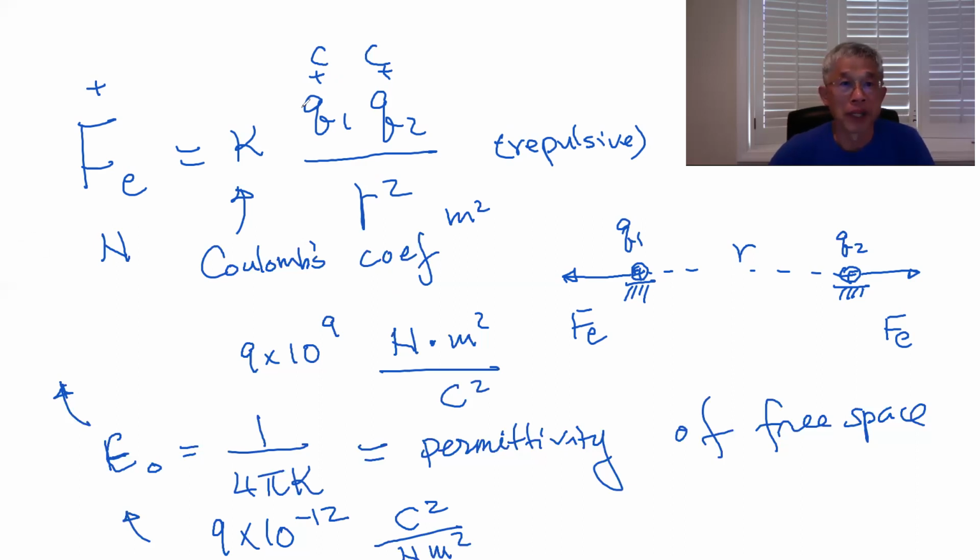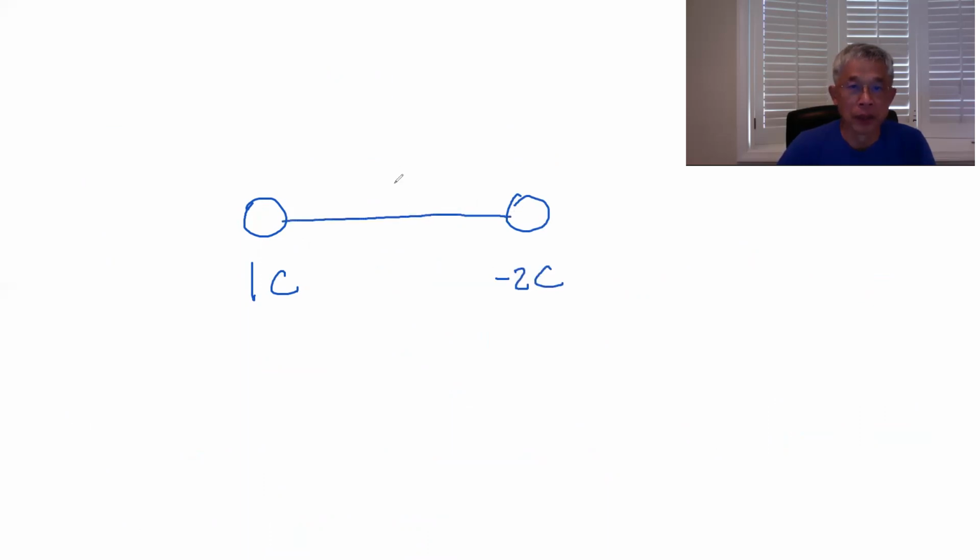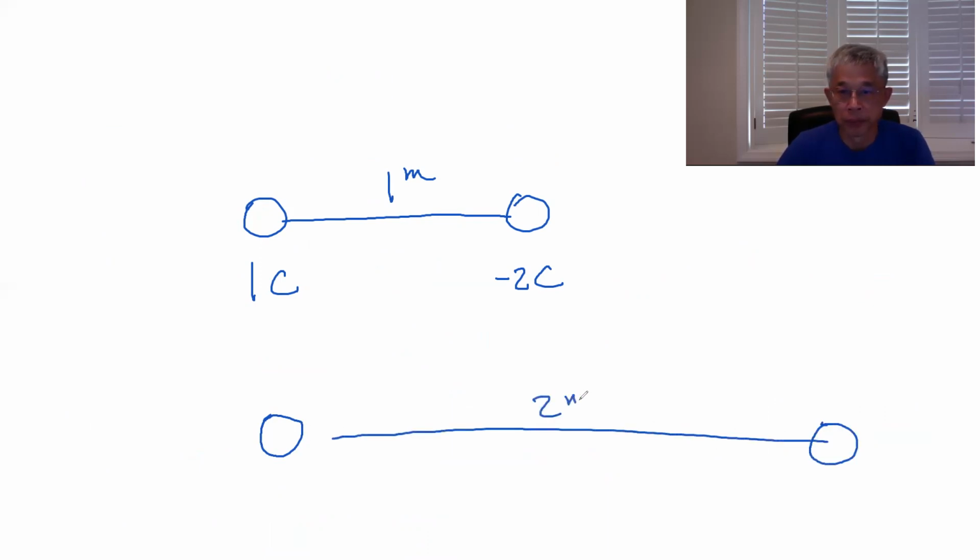Okay, so I'm going to give an example. Let's say I have 1 Coulomb here, and a minus 2 Coulomb here, and this distance is 1 meter. Then if I change this distance to 2 meters, but this is still 1 Coulomb and minus 2 Coulomb, this one is called F1E, standing for electric, and this is called F2E. What is the ratio between these two forces?